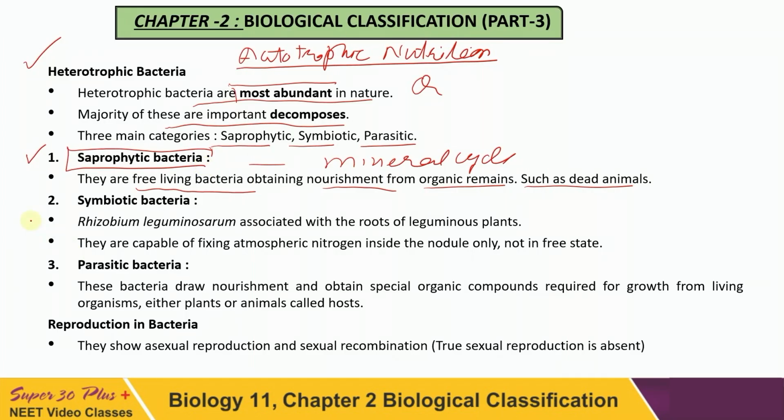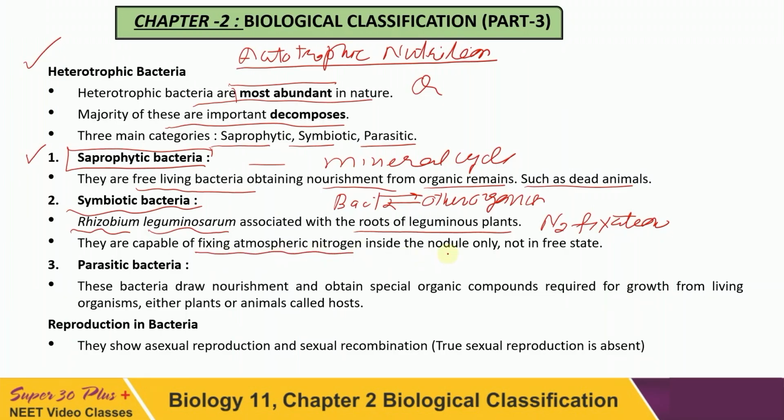Symbiotic one, the two organisms living together: the bacteria live with some other organism, and this other organism provides something to the bacteria, and in turn the bacteria provide something. This association is known as symbiotic association. A very popular example is Rhizobium leguminosarum. It is associated with the root of leguminous plants and helps in nitrogen fixation. You are familiar with this. Nitrogen fixation is done, fixing atmospheric nitrogen inside the nodules only. They cannot do it in the free state.